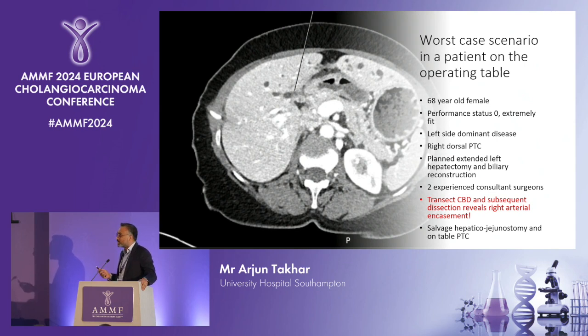So this was a 68-year-old lady, approximately 2 years ago, very, very fit, walked her dogs 5 to 6 miles most days, had left side dominant disease, which is seen over there. It's really hard to show hilar strictures on CT scans and snapshots, but left side dominant disease. We had drained her right dorsal, so right posterior sector there, so that was the main PTC. And the plan was to do an extended left hepatectomy.